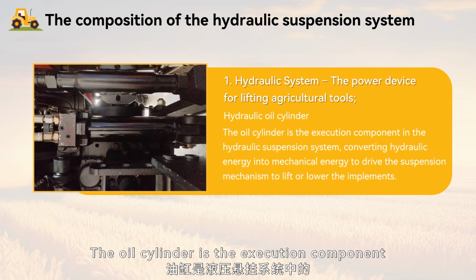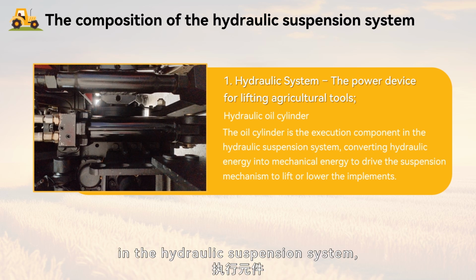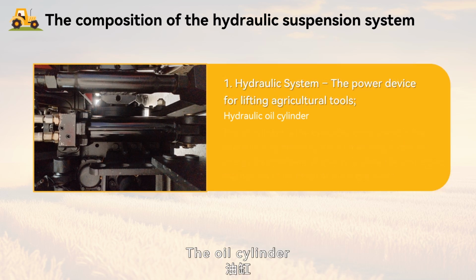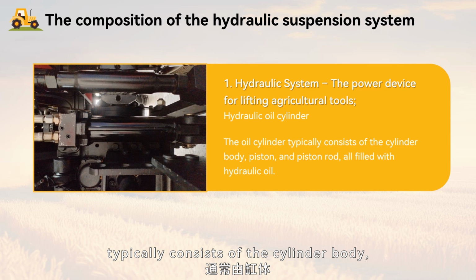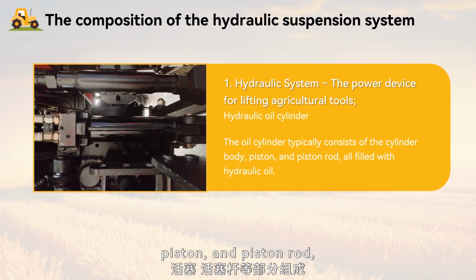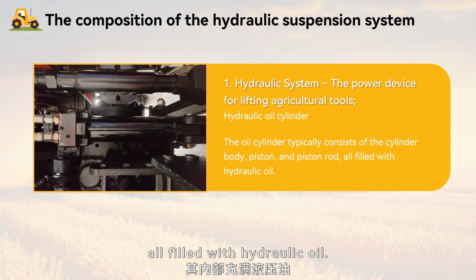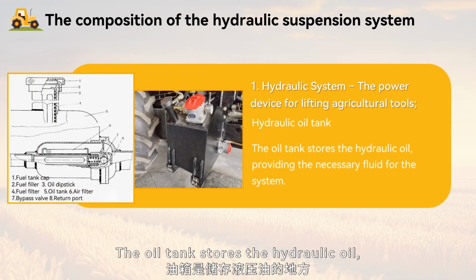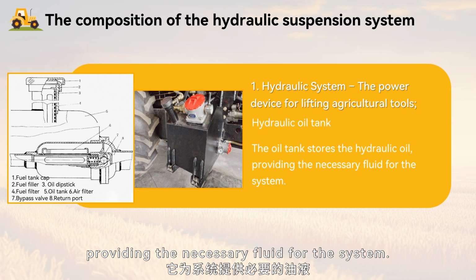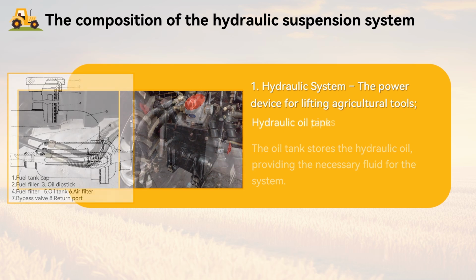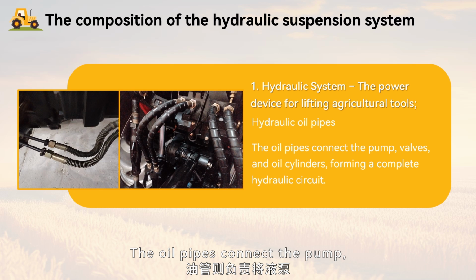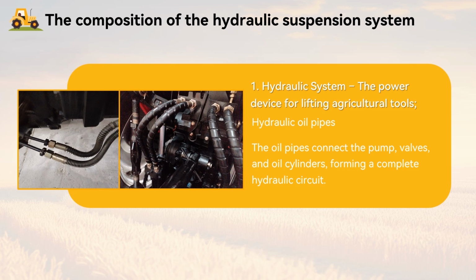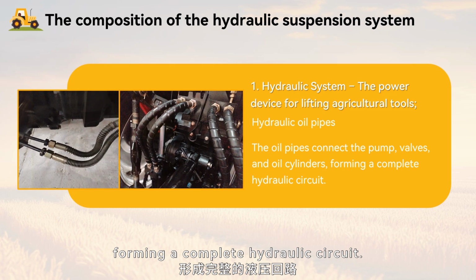The oil cylinder is the execution component in the hydraulic suspension system, converting hydraulic energy into mechanical energy to drive the suspension mechanism to lift or lower the implements. The oil cylinder typically consists of the cylinder body, piston, and piston rod, all filled with hydraulic oil. The oil tank stores the hydraulic oil, providing the necessary fluid for the system. The oil pipes connect the pump, valves, and oil cylinders, forming a complete hydraulic circuit.